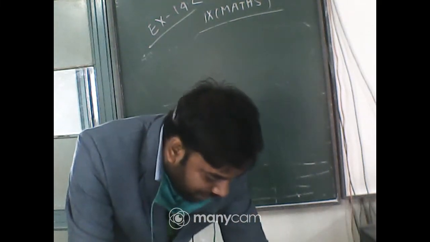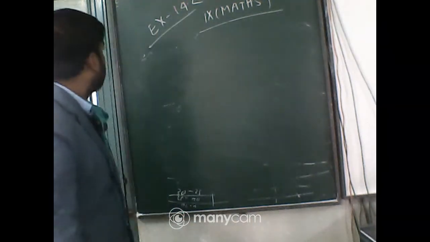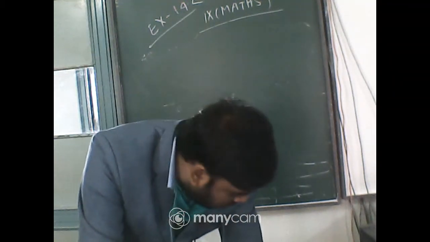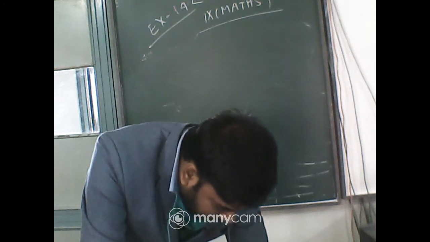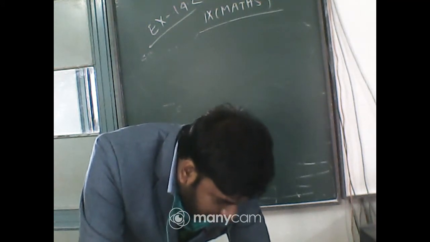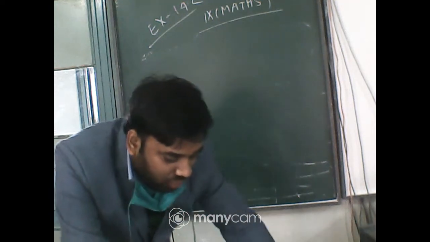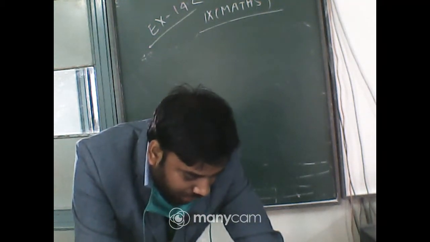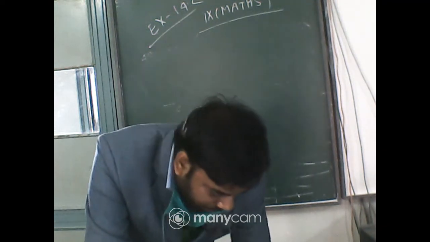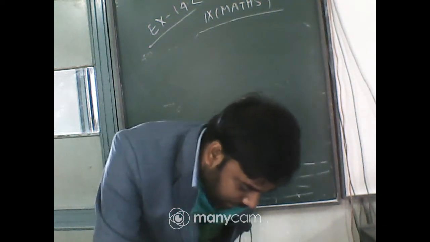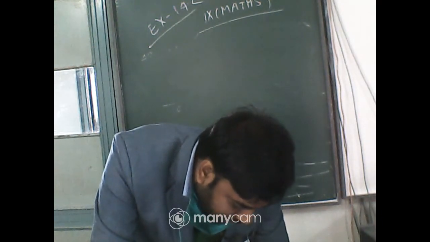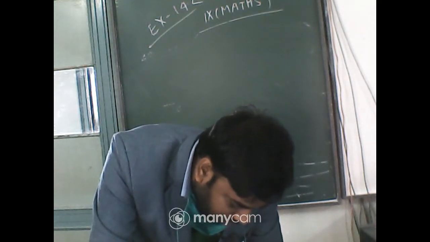Okay, the first question of exercise 14.2. The blood group of 30 students of class 8 are recorded as given. Represent this data in the form of a frequency distribution table. Which is the most common and which is the rarest blood group among these students?